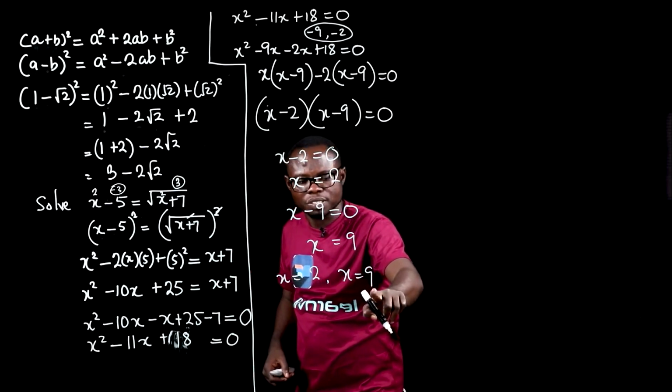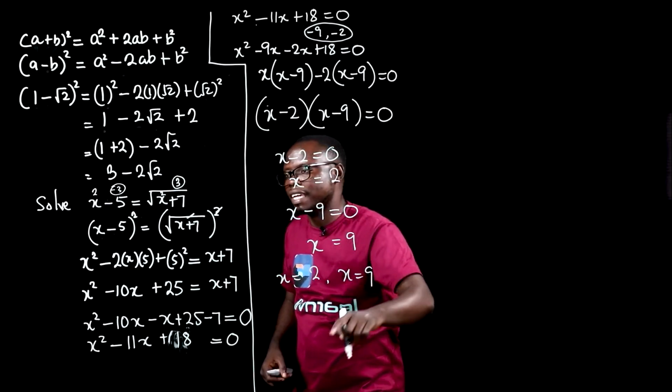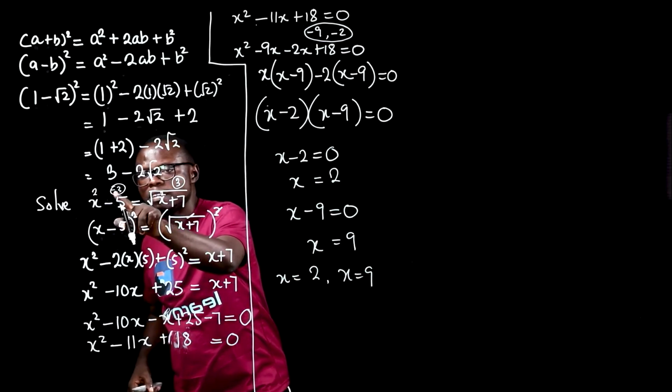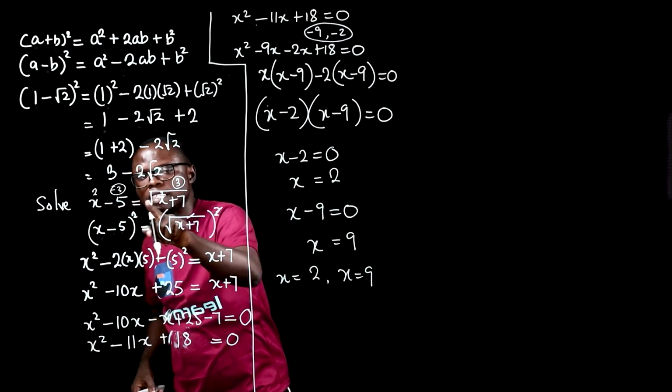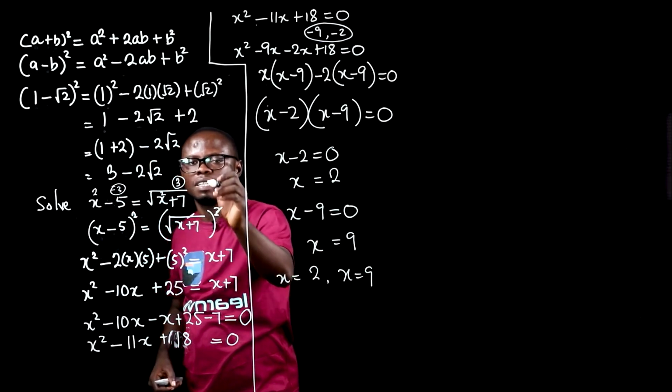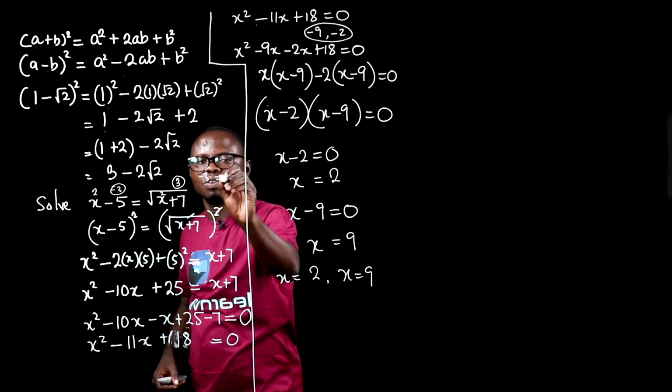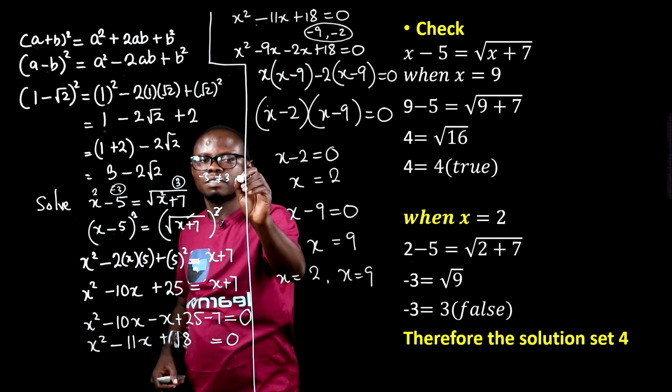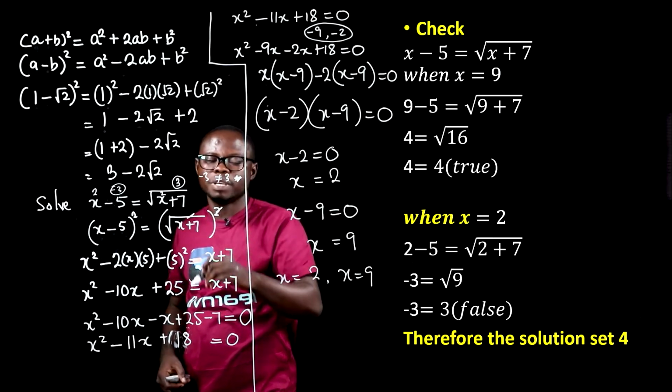Let's verify with this one. So watch. The left-hand side gives us minus 3. The right-hand side is giving us 3. So minus 3 is not equal to 3. We'll come back and make a decision.